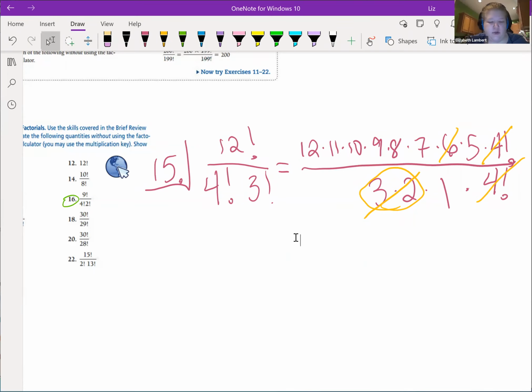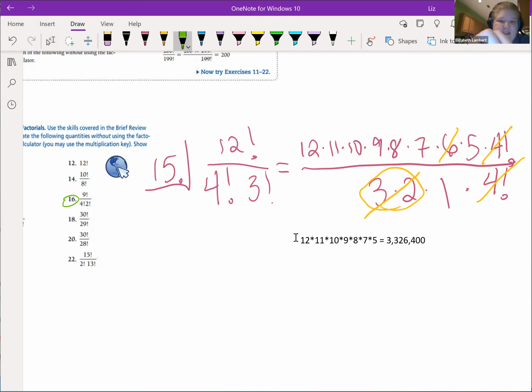All right, so let's crunch this. 12 times 11 times 10 times 9 times 8 times 7 times, skip 6, 5. Oops, sorry, equals a lot. So over 3 million.